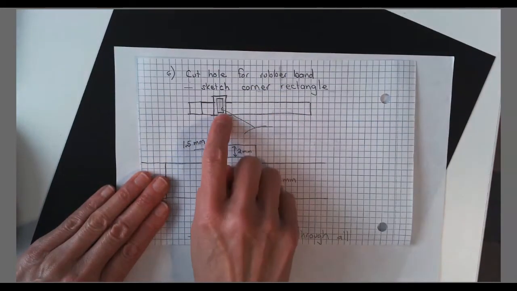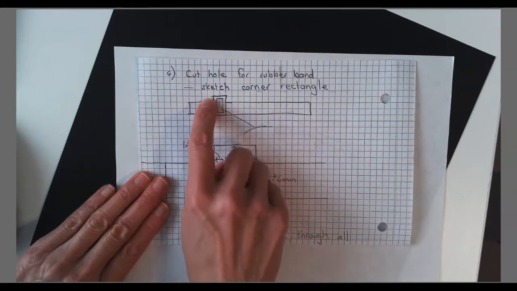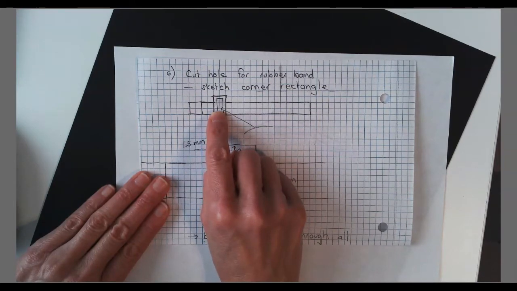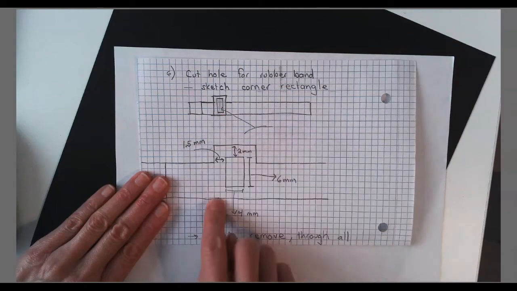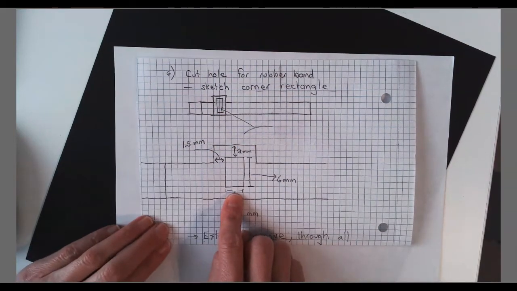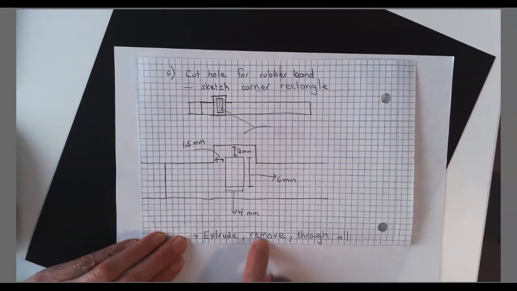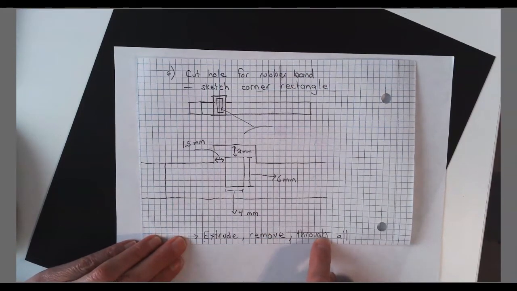Next, you will make a sketch that will be the cutout for the rubber band. Again, a corner rectangle with those dimensions. And then choose extrude, and you'll want to remove and choose through all. In the Onshape video segments, look for the green oval. The steps to be completed are outlined in the green oval.